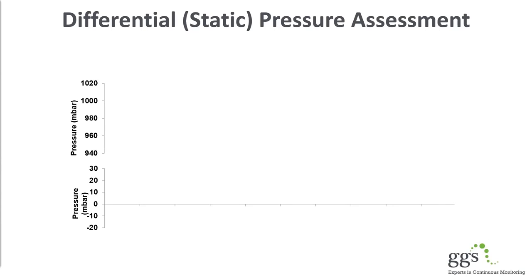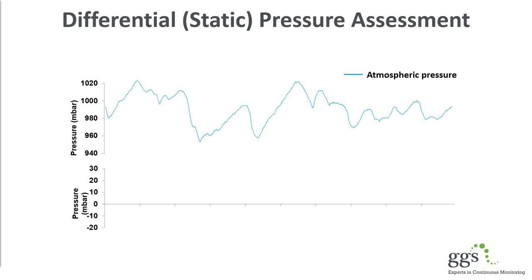Okay, so there's different ways of measuring pressure. This is the way that Gasclamp principally does it, and this uses a static pressure assessment. Essentially, it takes a pressure within the standpipe and it takes pressure within the atmosphere. Okay, so absolute pressure sensors on our end. They're not interlinked. And here's our atmospheric pressure trace there.